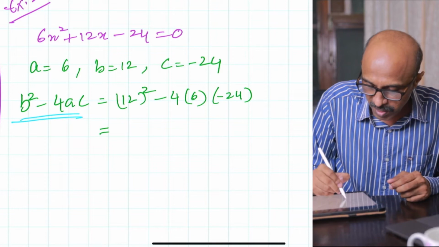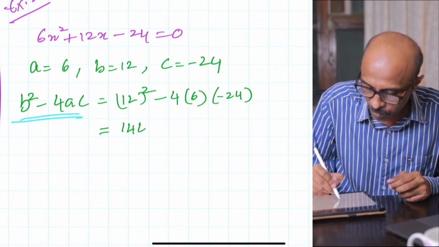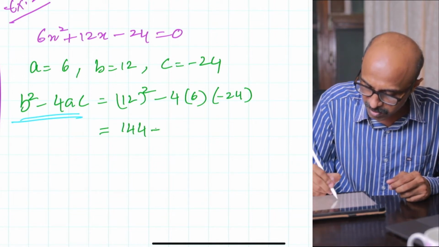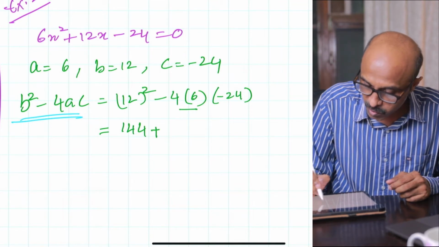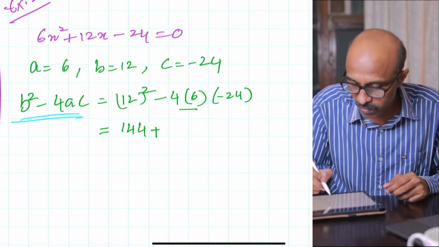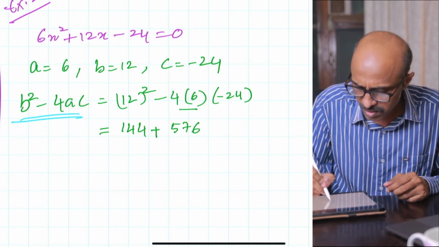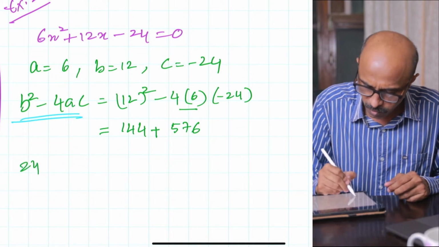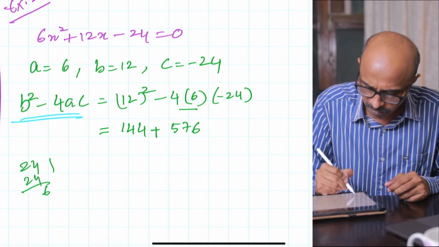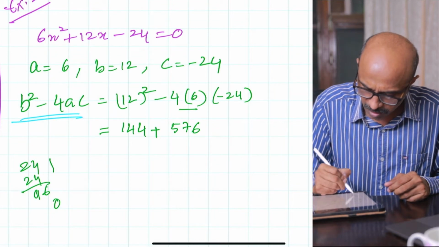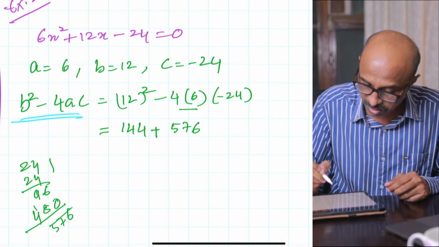On further simplification, we'll get 144 minus, and minus is plus, 24 times 24. The square of 24 is 576. Is that right? Let me just check. 24 times 24: 4 times 4 is 16, and so on, and 576 is correct.